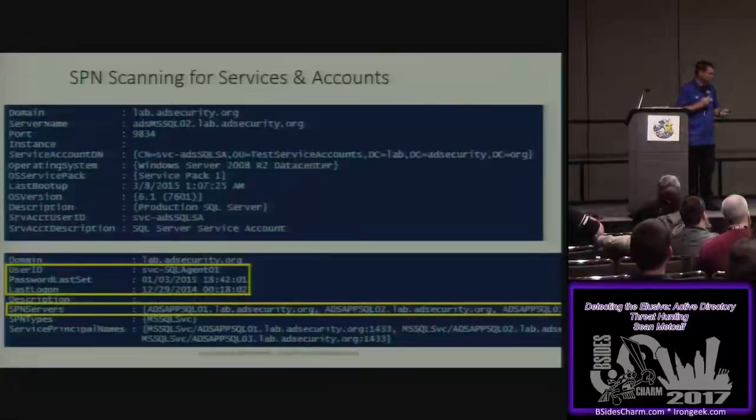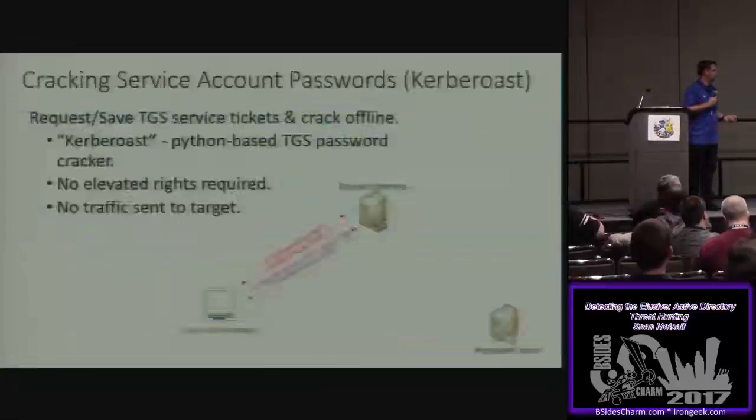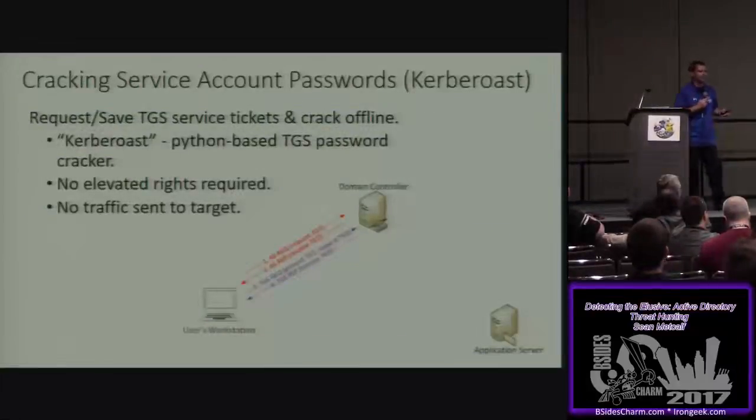Those are service accounts. So that's useful because then we can do something called Kerberoasting. We get a list of all the service accounts in the organization because they have service principal names. We pull a service principal name from each of them. We request a service ticket using RC4 encryption for each of those.